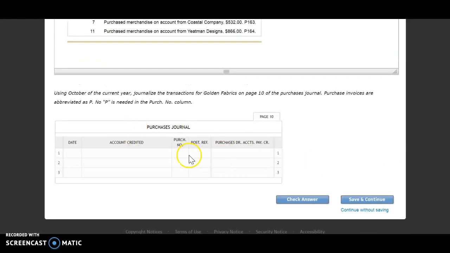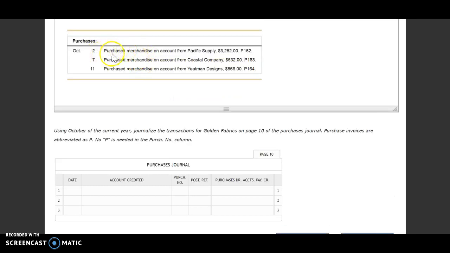Now notice we only have one journal to choose from, so we don't have to pick from the 5 journals this time. But it's important that we get used to looking at what type of journal we should be journalizing in. Now when we look at all of these transactions, they are all purchasing merchandise on account, and that is why they go into our purchases journal.